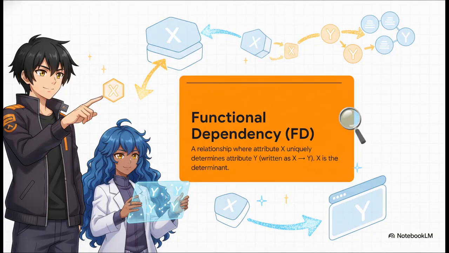And the big one here is called a functional dependency, or FD. It's just a fancy way of saying there's a relationship where one piece of information reliably points to another. When you see that notation, X with an arrow to Y, it just means X determines Y. If you know X, you should be able to find one and only one value for Y. It's like a cause and effect rule for all your data.